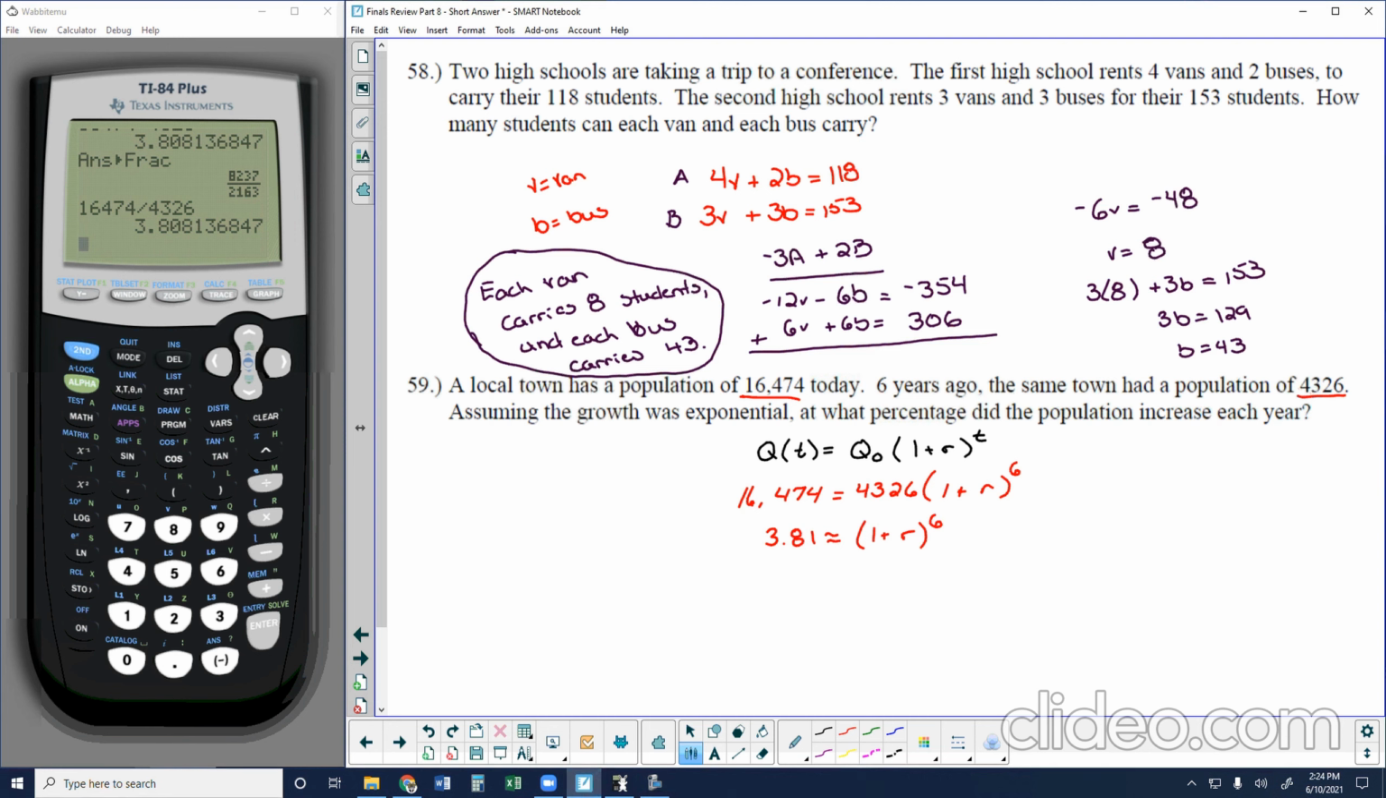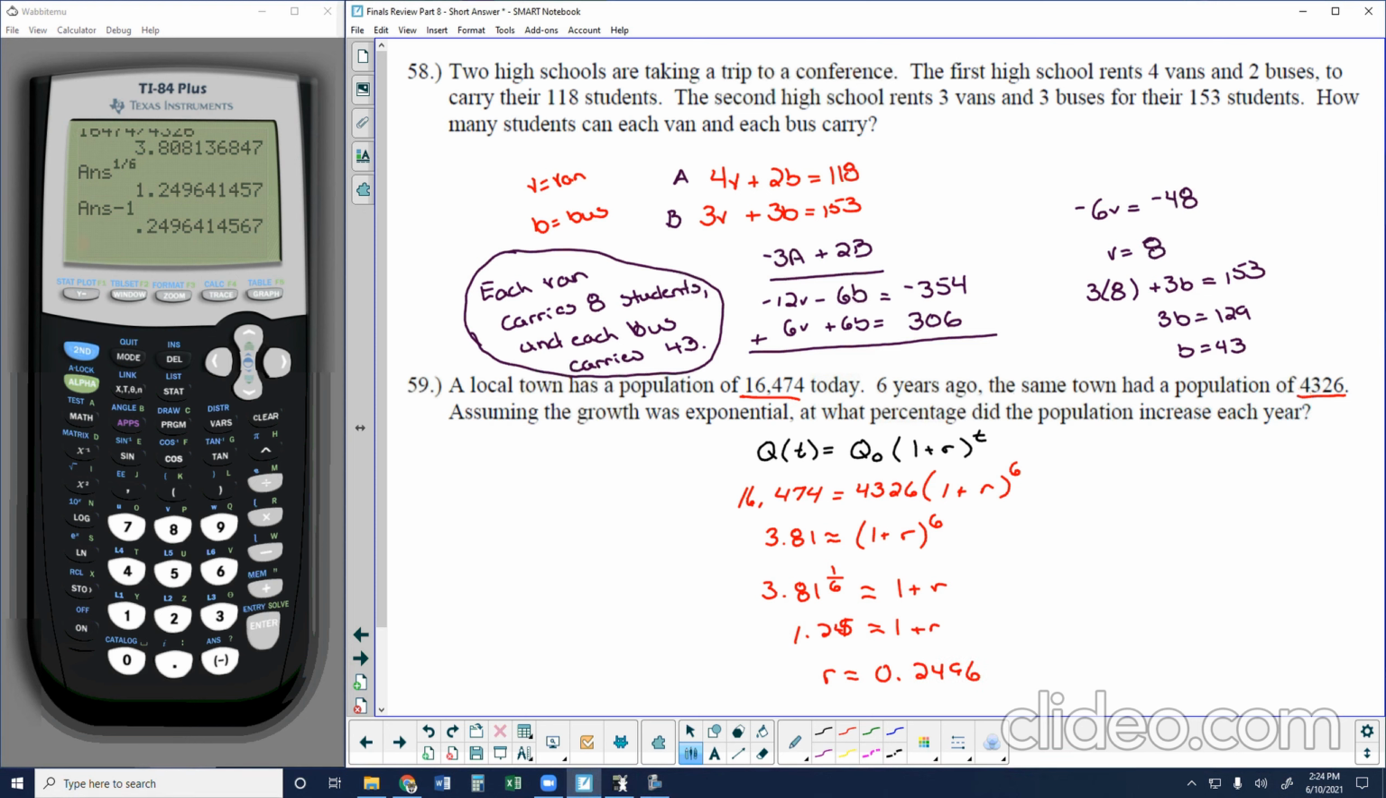Now we need to get rid of the 6th power, and you can do that by using the 6th root, which is also the 1/6 power. So this would be 3.81 to the 1/6 power, which would be approximately 1 plus r. So then I will go ahead and do that computation here, the 6th root, or the 1/6 power, of that approximate 3.81. So 1.24, let's make that 25, is approximately 1 plus r. And then I can subtract 1 here.